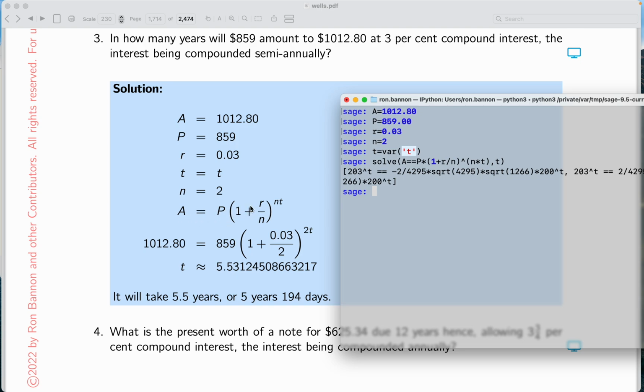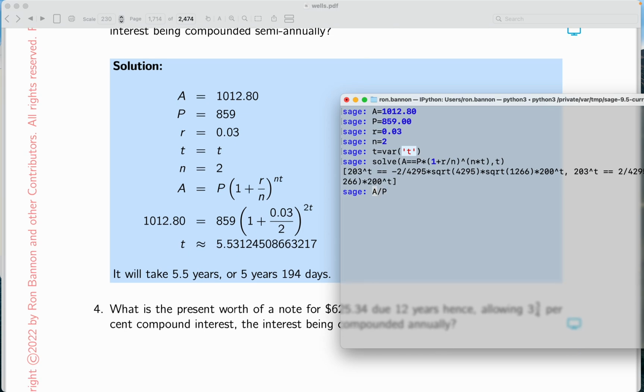Well, looking at the equation, I know I'm trying to solve for T. So the first thing I would do is I would take A and I would divide it by P. All right, I hope that's not totally difficult for you. So A divided by P would be equal to 1 plus R over N to NT. Now what I want to do is take the log of both sides then. So it's going to be log of A divided by P.